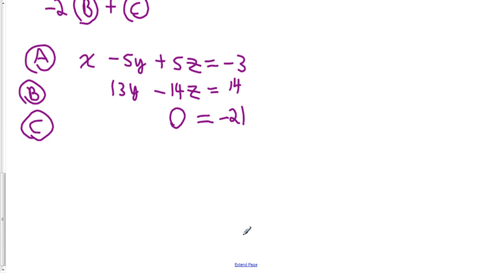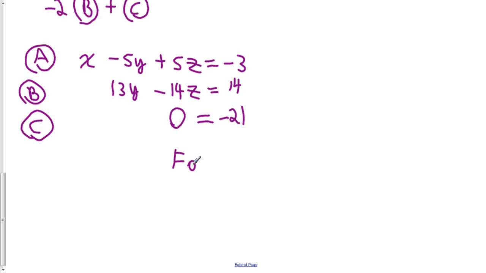Here's where we have the special case. All the variables are gone from this equation. If you ever have a case where all the variables disappear from one of the equations that you're solving, it means that you have one of the special cases. This special case, because this equation that we get with no variables is a false statement, right?